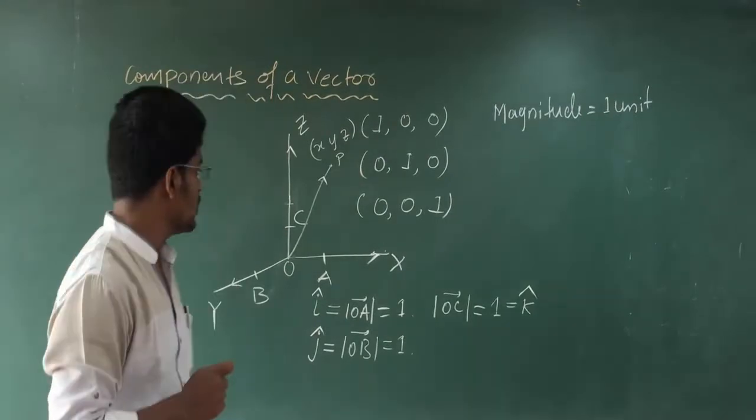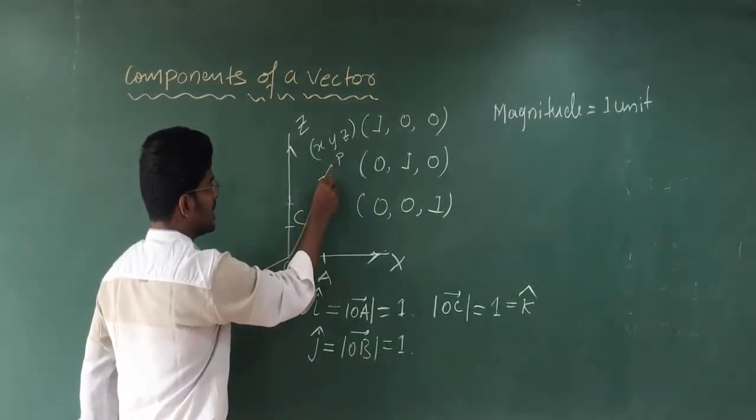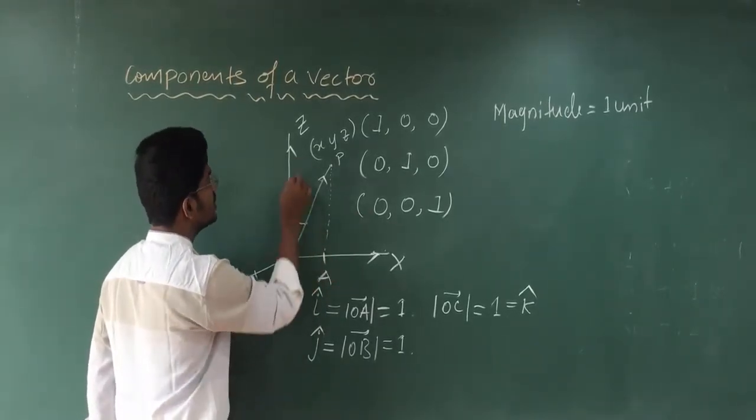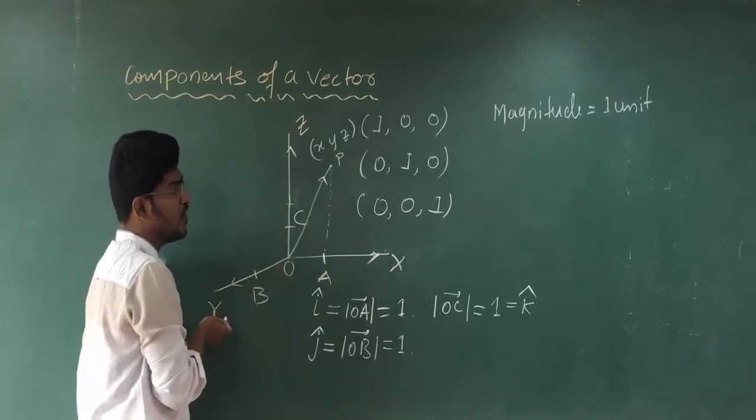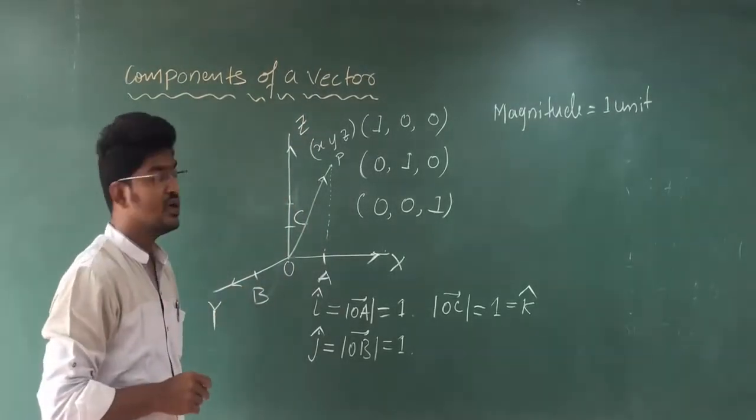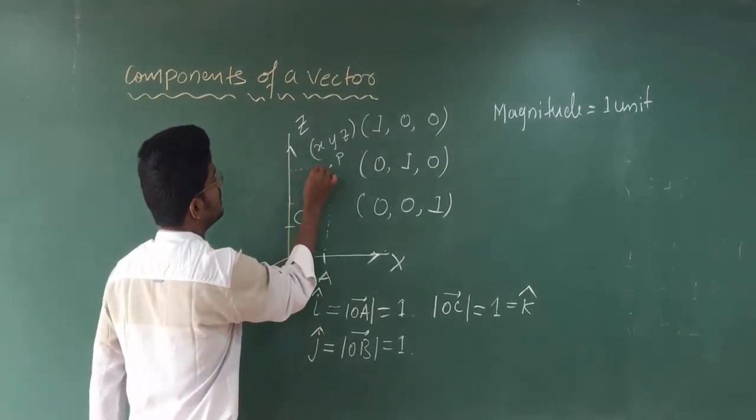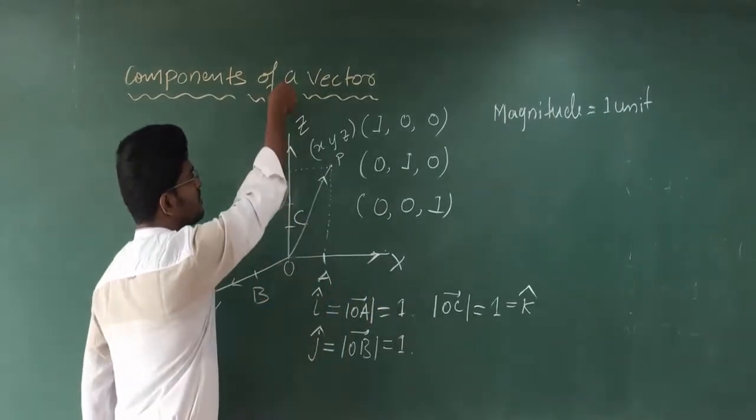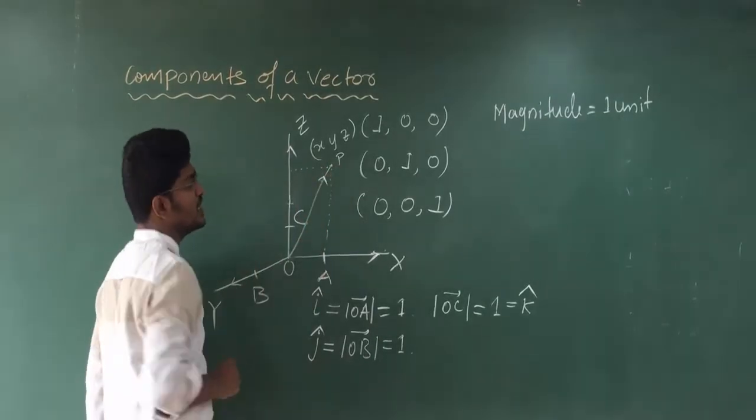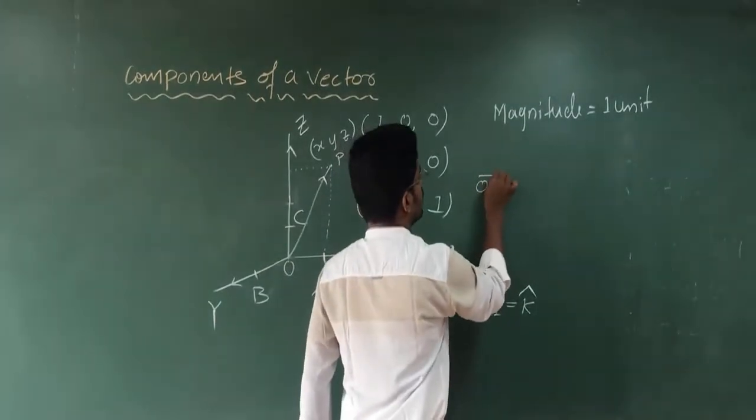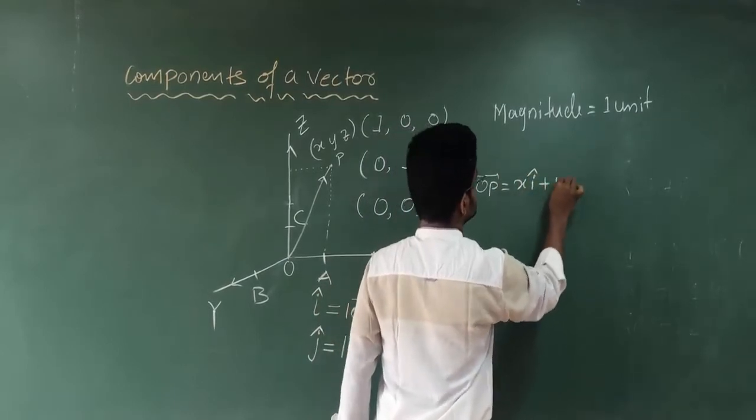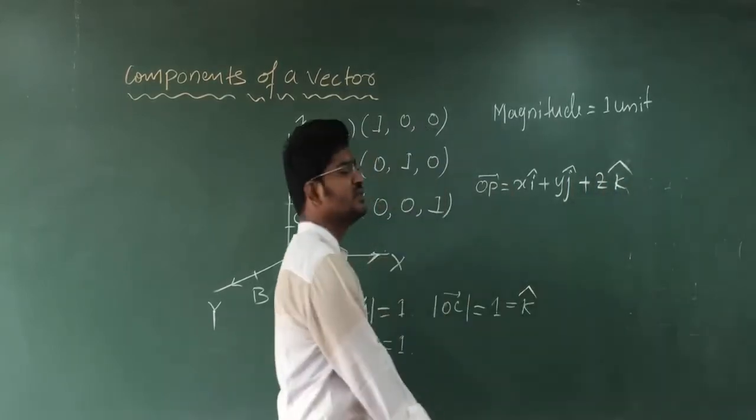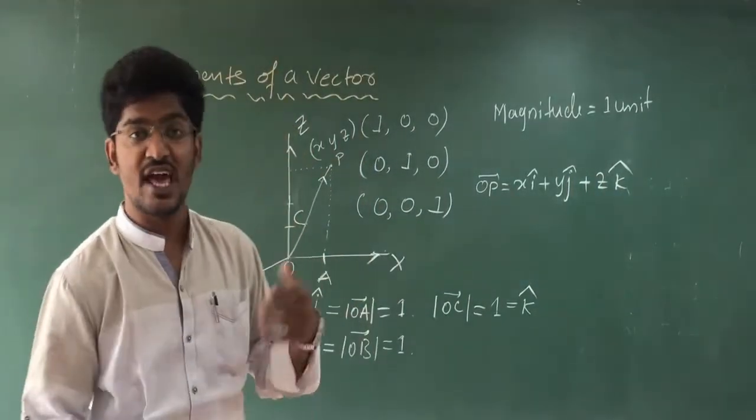So for that reason, what you have to do, see here, you have to check the magnitude on the x-axis, in the same way the magnitude on the y-axis and the magnitude on the z-axis. Clear? So now this point is represented by the vector OP equal to x i cap plus y j cap plus z k cap. So this will be the vector represented in three-dimensional space.